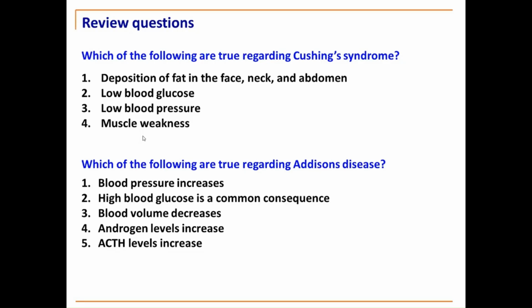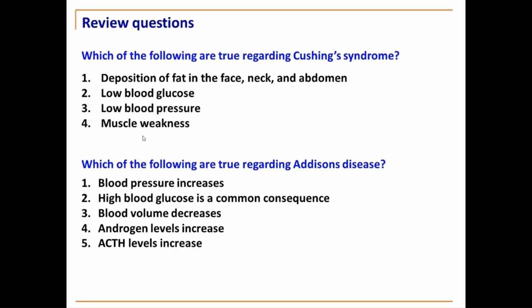A low blood glucose. Is that likely in Cushing's? No, it's more likely to be a high blood glucose. Low blood pressure. That's also incorrect. You're more likely to have high blood pressure. Muscle weakness. Yes, that is correct, because you get a breakdown of your protein, remember.